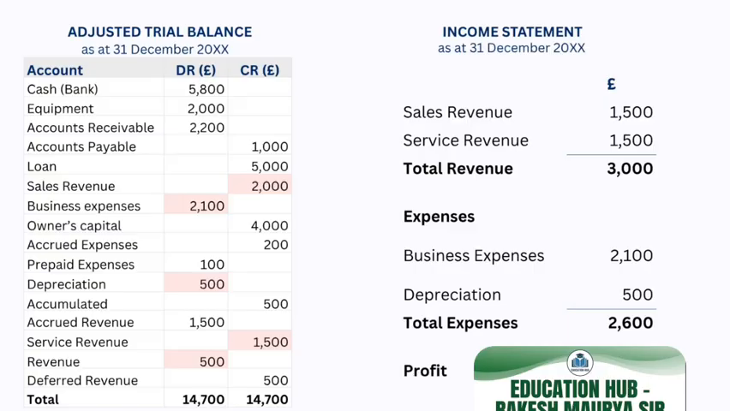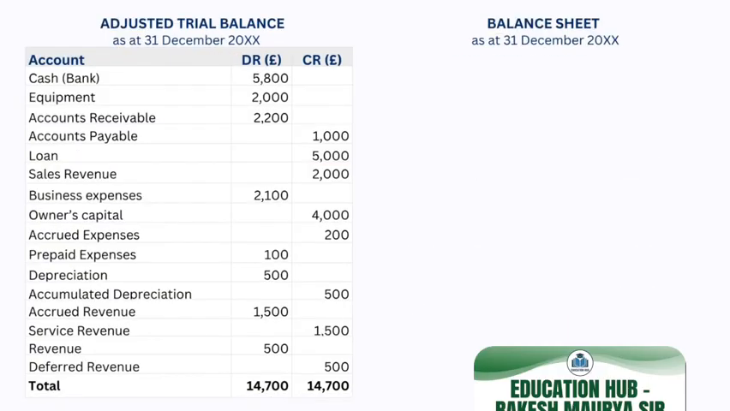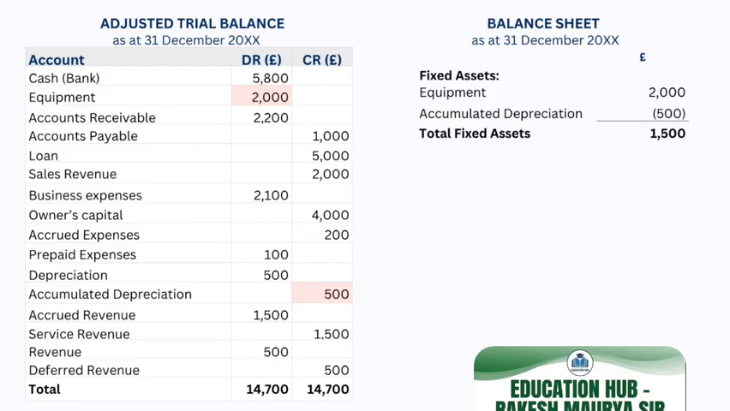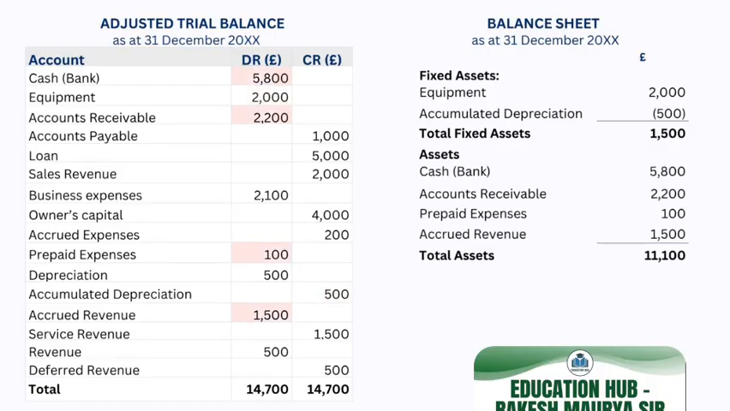Once profit is calculated, we move to the balance sheet. The balance sheet shows the financial position of the business at the end of the accounting period. It shows assets, liabilities, and equity. First, we list assets. Assets are things the business owns. From our adjusted trial balance, fixed assets, which is equipment and accumulated depreciation, cash, accounts receivable, prepaid expenses, and accrued revenue.